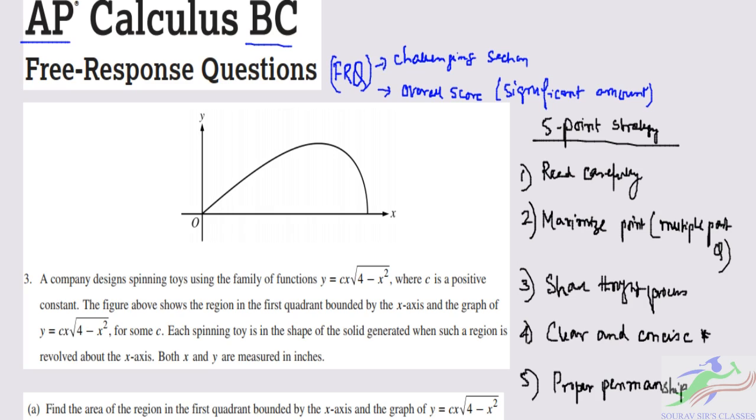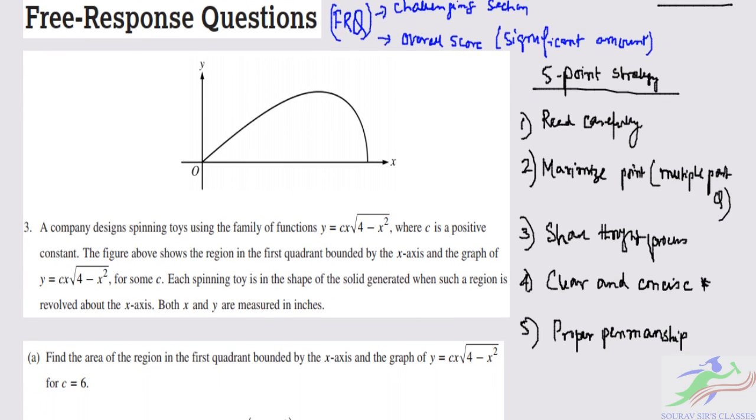We'll follow this over here also. If you remember and carefully follow this 5-point strategy, you will get a score on the high end, and that is for sure. To gain this, the only thing required is a lot of practice. So that's all for the FRQ part, and now we will move on to question number 3.